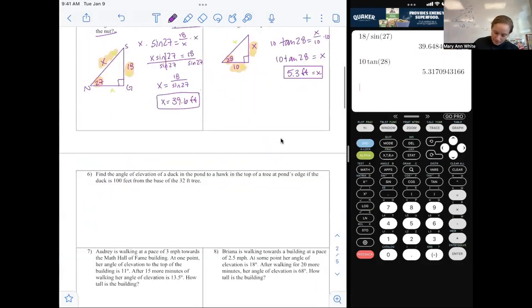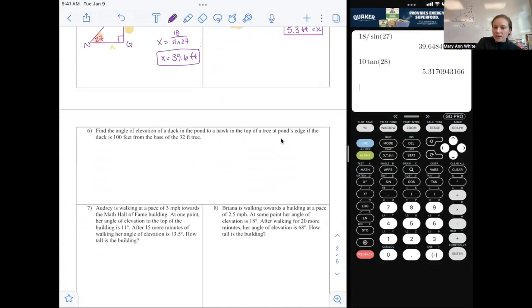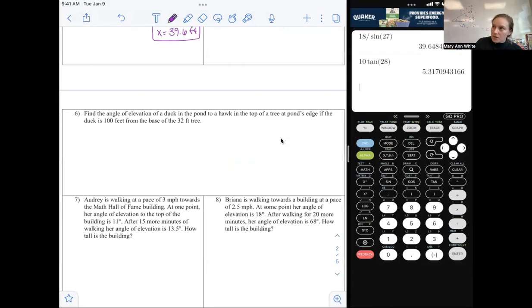Okay. I've got one more kind of easy one, and I've got 2 tougher ones. So I want to make sure that I end with those. Find the angle of elevation of a duck in the pond to a hawk in the top of a tree at the pond's edge. Okay, let's draw my triangle. I've got a hawk in the top of the tree. Here's the tree, and then the duck is in the pond. Okay. The duck is 100 feet away from the base of the 32-foot tree.